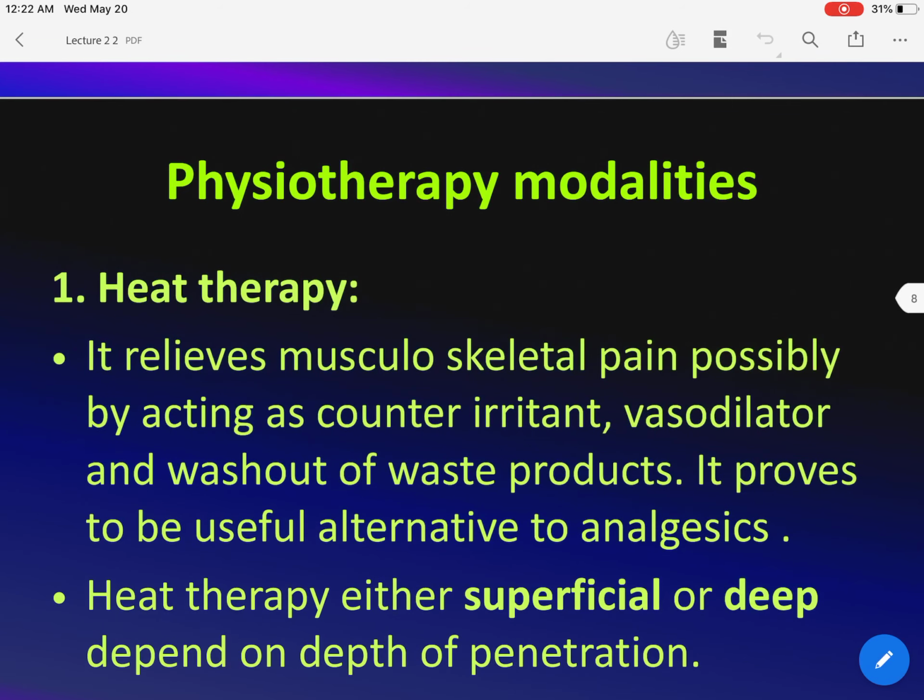The most important part in the physiotherapy program is physiotherapy modalities. In the rehabilitation program, physiotherapy modalities consist of the following. Number one is heat therapy.